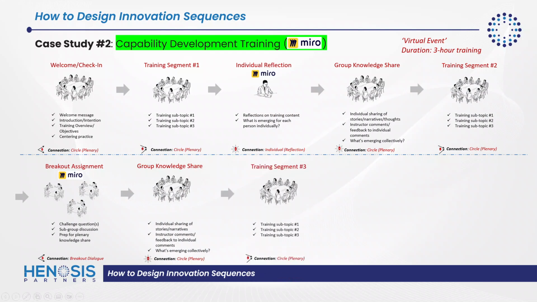After the group knowledge share, we conducted our final training segment of the day. This was a convergent movement, and the connection type was circle. After this final training segment, we then had another breakout discussion leveraging the Miro tool.